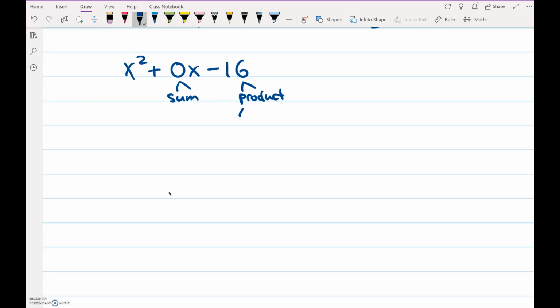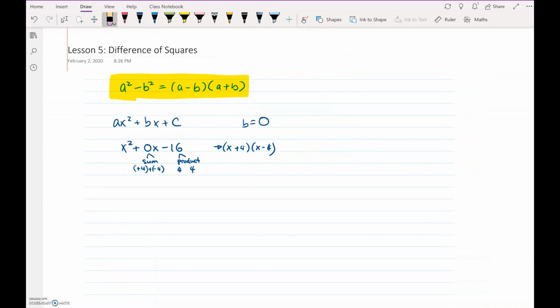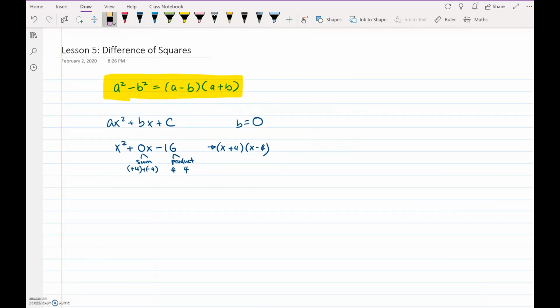Well, I can have 4 times 4 would give me 16. But in order to have a sum that is 0, I would need a positive 4 and a minus 4. Okay, so that means my factored form then would be x plus 4, x minus 4. So this is all based on what we have already learned. And this is essentially exactly what the difference of squares is.